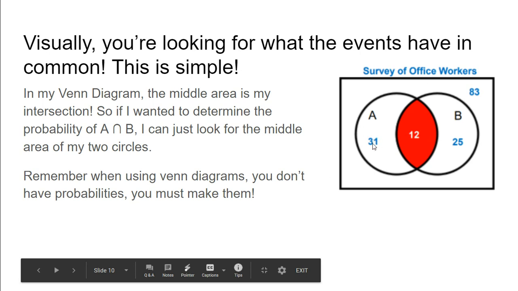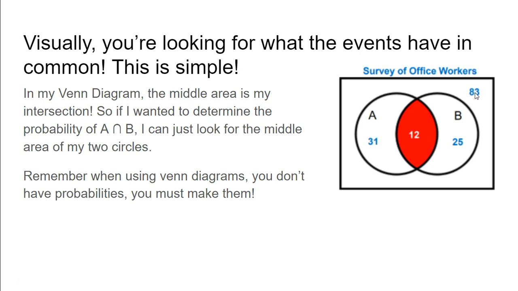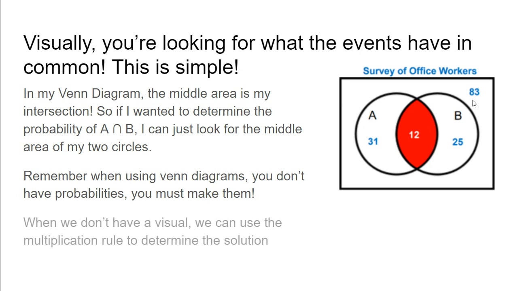Okay, so for example, you'd have 31 over 151, which would be just A, not including the middle. 12 over 151, which would be both A and B. 25 over 151, which is just B. And then 83 over 151, which is not A or B. Okay, when you don't have a visual, you can use that multiplication rule to determine those solutions.